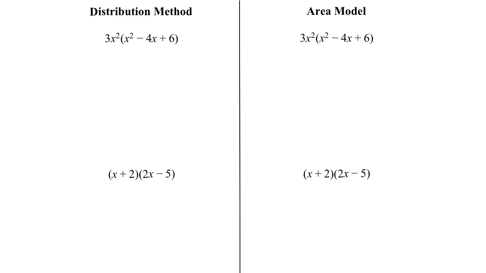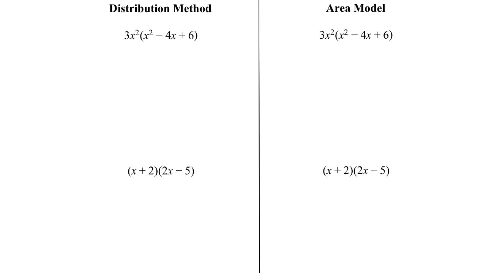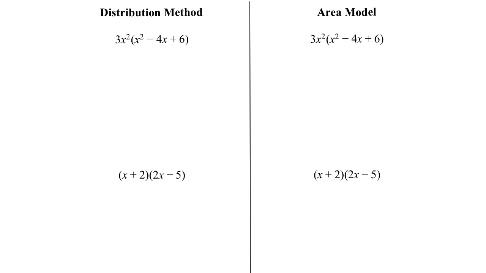So let's start with the distribution. We're going to start with this first example. We'll do the distribution method first, and then we'll do the area model so that you can see them side by side. So with the distribution method, we are just distributing. And so when I do that, let's remember our rules for multiplying monomials.